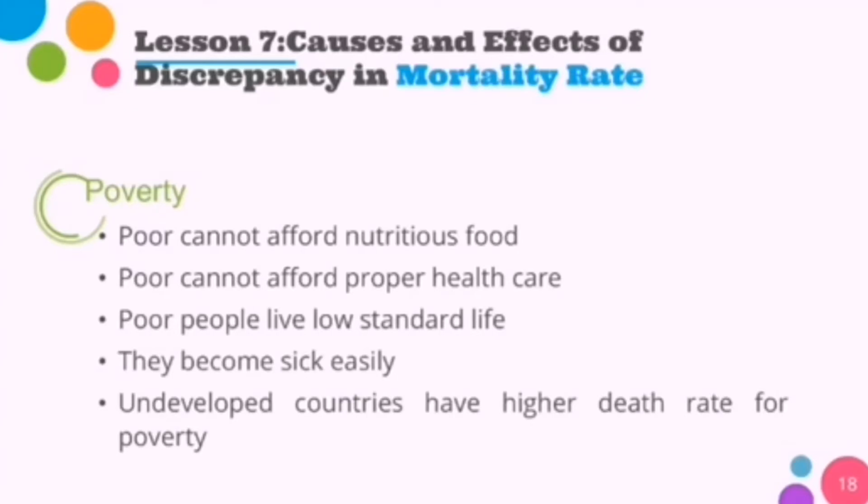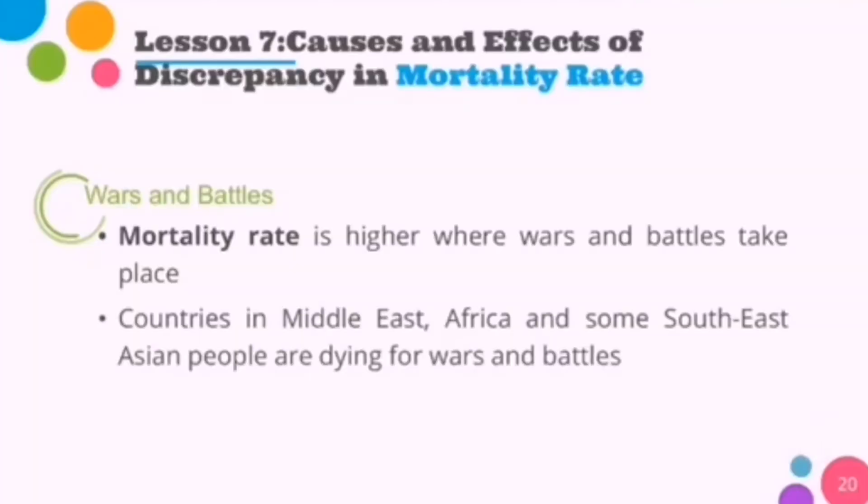In developed countries, poverty is not very acute, but in underdeveloped countries and sometimes in developing countries, mortality rate becomes higher for this poverty. Wars and battles are another reason that can cause mortality rate discrepancies around the world. Mortality rate is higher where wars and battles take place, like countries in Middle East, Africa, and some Southeast Asia. Even in this time, in these countries, people are dying for wars and battles most of the time. That is why the mortality rate for wars and battles in these countries is higher than other countries.